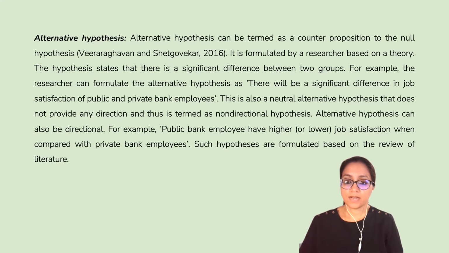Alternative hypothesis can also be directional. Non-directional means the alternative hypothesis is in the form of not equal to. If the alternative hypothesis is in the form of greater than or less than, then it will be a directional hypothesis. For example, public bank employees have higher or lower job satisfaction when compared with private bank employees. Such hypotheses are formulated based on the review of literature. So basically there are two hypotheses, the null hypothesis and the alternative hypothesis, which are the opposite of each other.